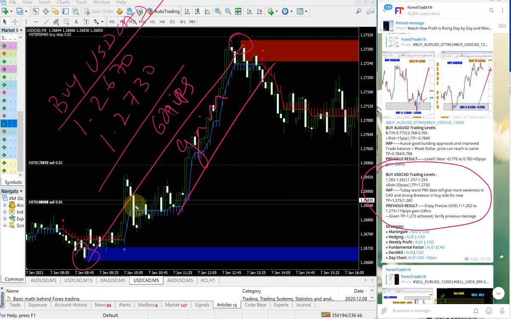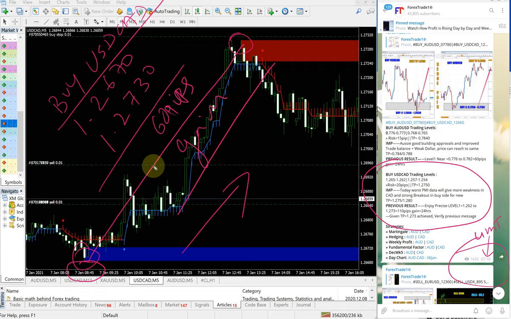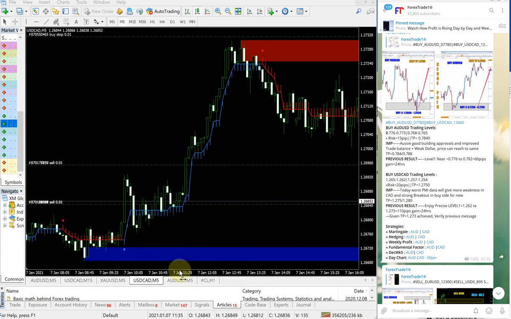It performed precisely from our given entry range, and it started to perform in our given direction. You can check here, this is the signal given time, 7:10 AM GMT, and it started to perform from here. You can check the time precisely after we have given the signal. As we predicted, it started to perform in the buy direction, and it gave our followers 60 pips gain simply by following our free signal.